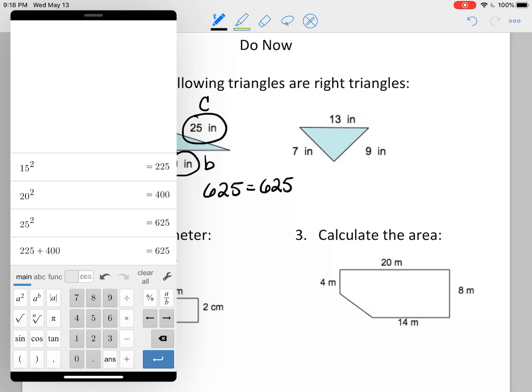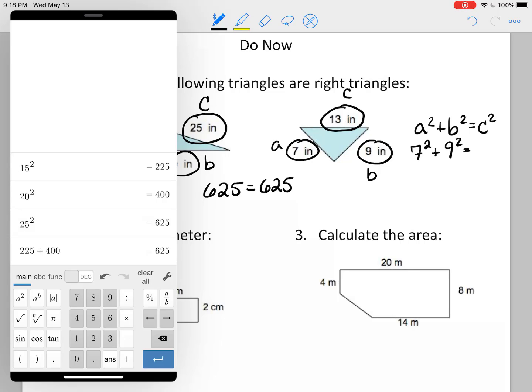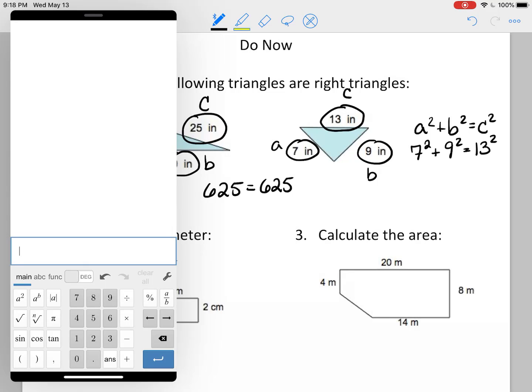Now let's look at the other side. Again, if we want it to be a right triangle, it has to follow the Pythagorean theorem, so a squared plus b squared equals c squared. And we're going to assume that the longest side is the hypotenuse. So that's 13. And then our other two sides, 7 and 9, are the legs. So for A, I'm going to substitute 7 squared, for B, I'm going to substitute 9 and square it, and for C, I'm going to substitute 13 and square it.